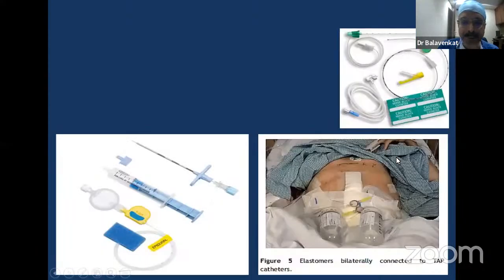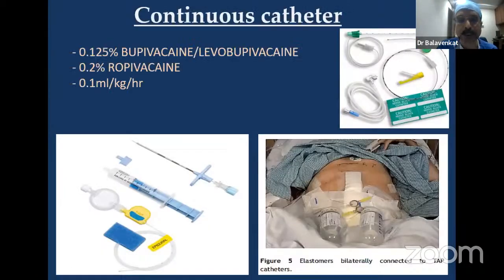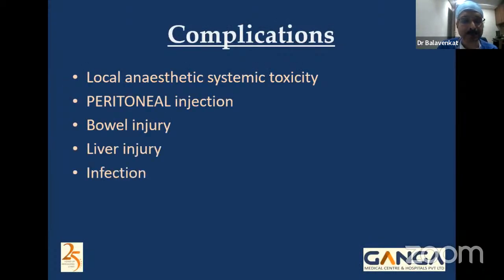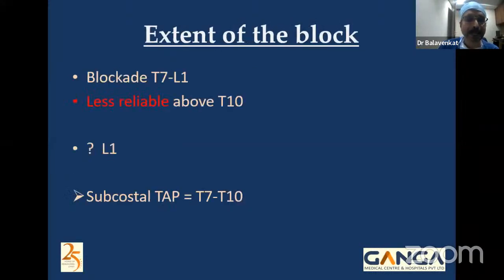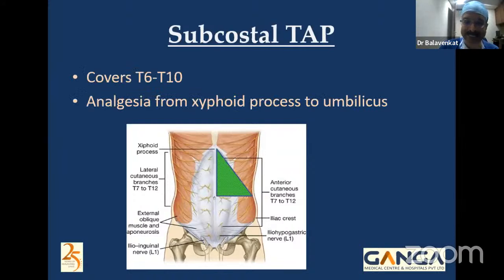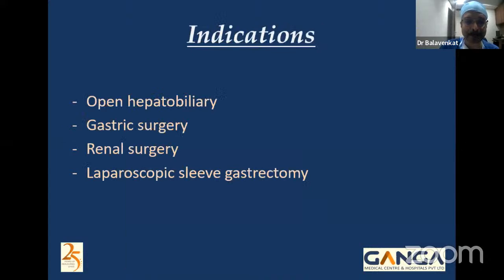And as I said, you need to see the potential space and place the drug. So the reported complications include local anesthetic systemic toxicity, intraperitoneal injection, bowel injury, liver injury, and infection. So that's the area supplied for the subcostal TAP, covers T6 to T10, analgesia from xiphoid process to umbilicus: hepatobiliary surgery, gastric surgery, renal surgeries, laparoscopic sleeve gastrectomy.